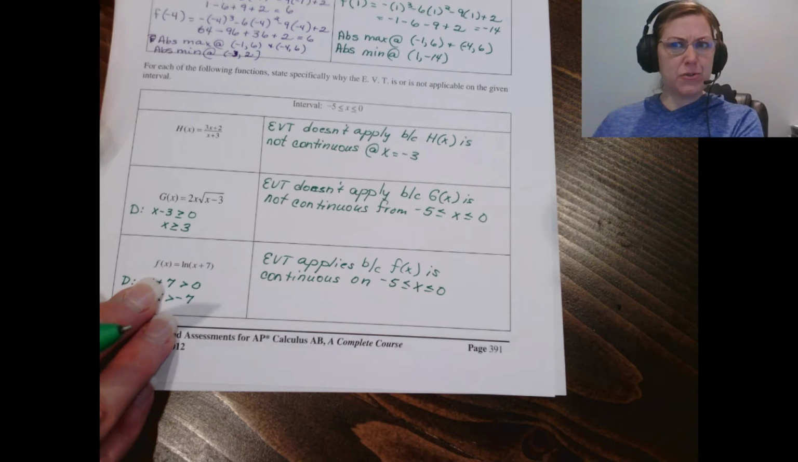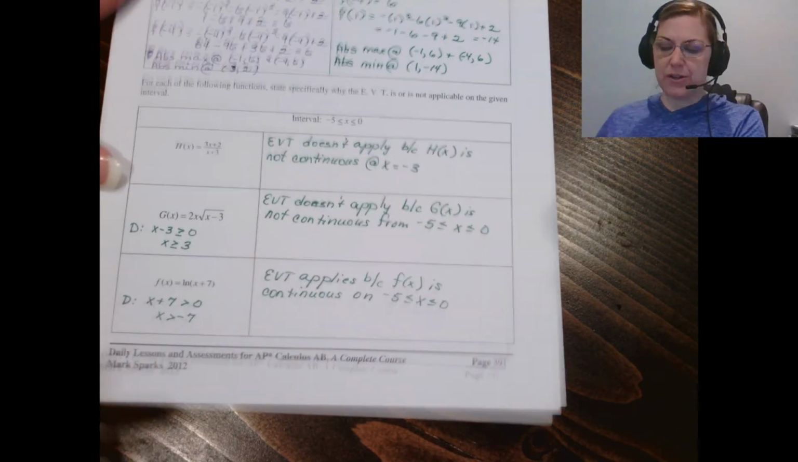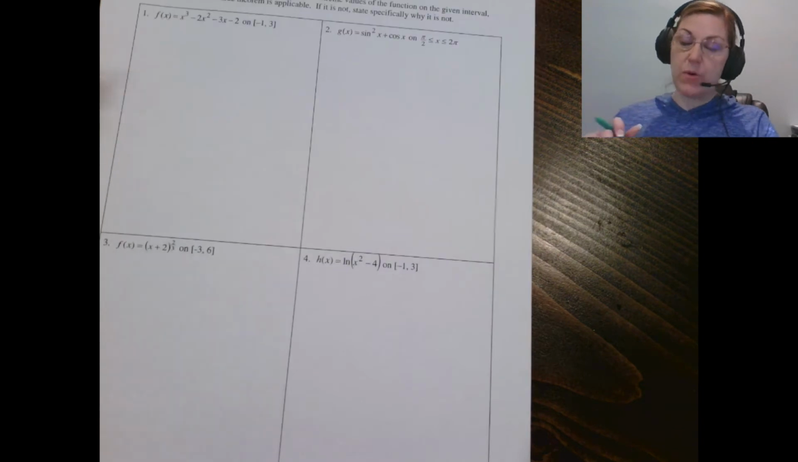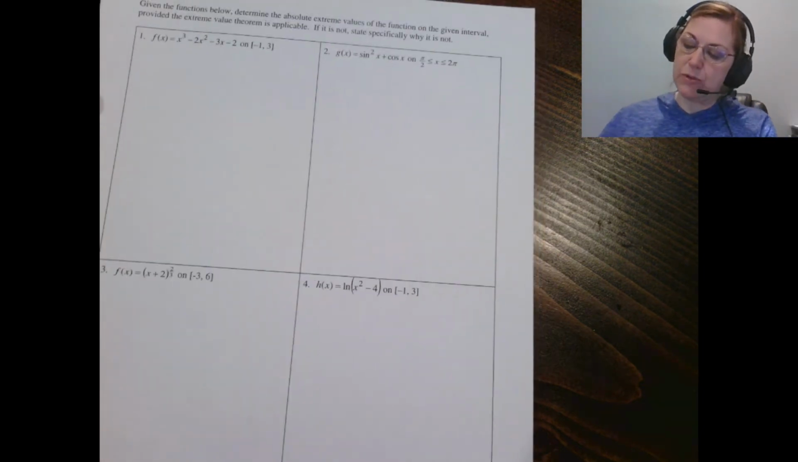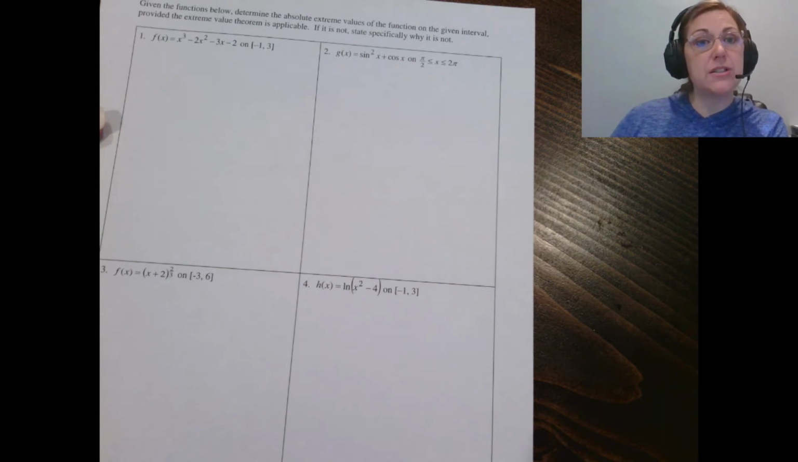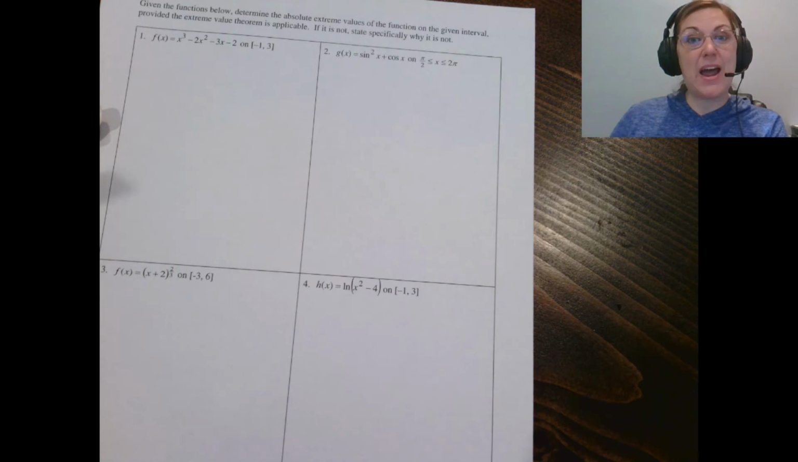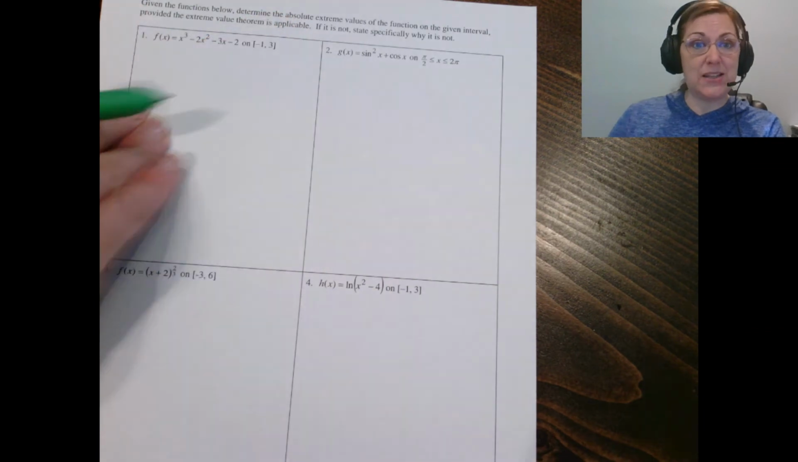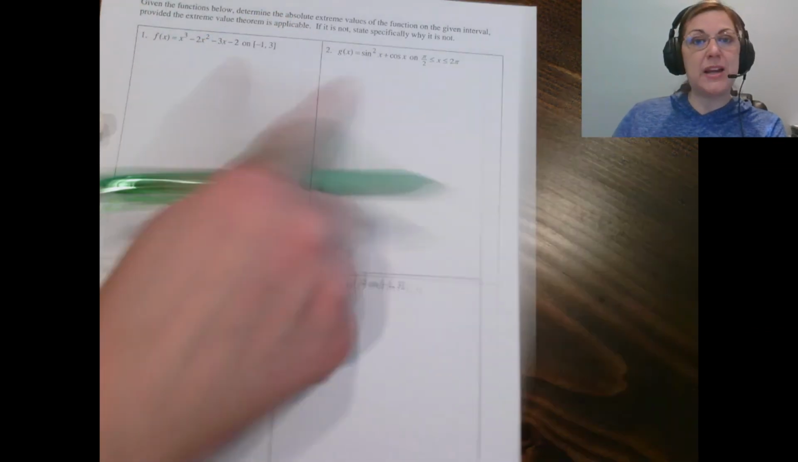And that's all that EVT requires, that you be continuous on that interval. So watch for your domains there. It's good domain work to see if you're actually going to be able to apply it. Now we're being asked to determine the absolute extrema on these functions if it applies. If it doesn't apply, then we don't have to explain. So we're pretty good here and here with your domains, right? We don't have any problem with domain here or there.